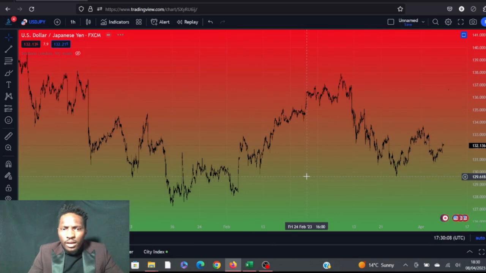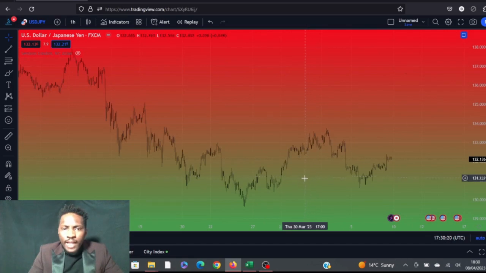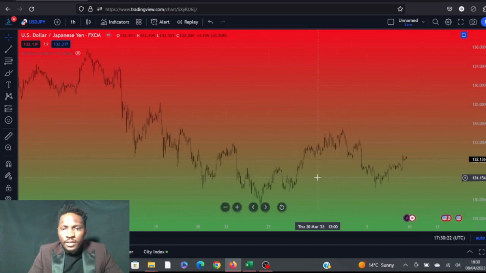Now looking at this market, we can't really tell whether the market is bullish or bearish. So in that case, we can see that the market is in consolidation. So we are going to try and focus on the current price action and try to predict what this market is going to do.